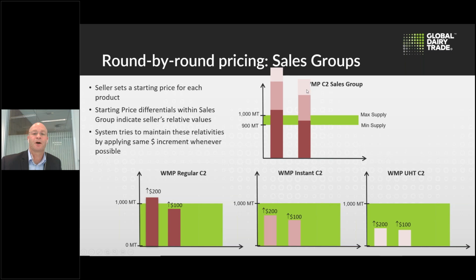But for the sales group as a whole, it is oversubscribed. So prices have to keep going up because the seller doesn't want to sell more than 1,000 tonnes in total. And then we have a round where the sales group is subscribed. Then there's no need for any further price increases. So again, the individual products will have zero price change, and that will determine the outcome.